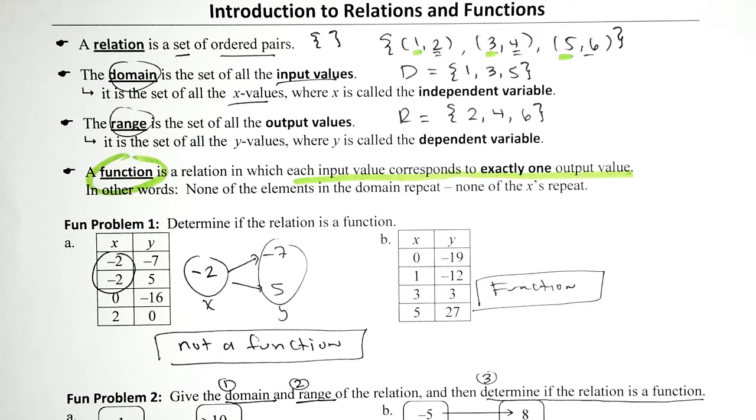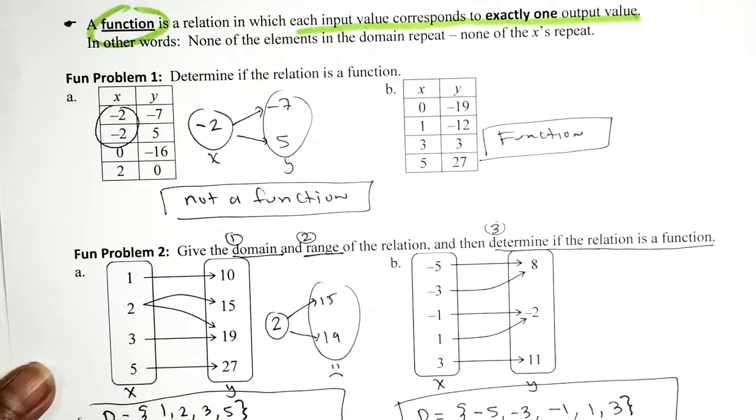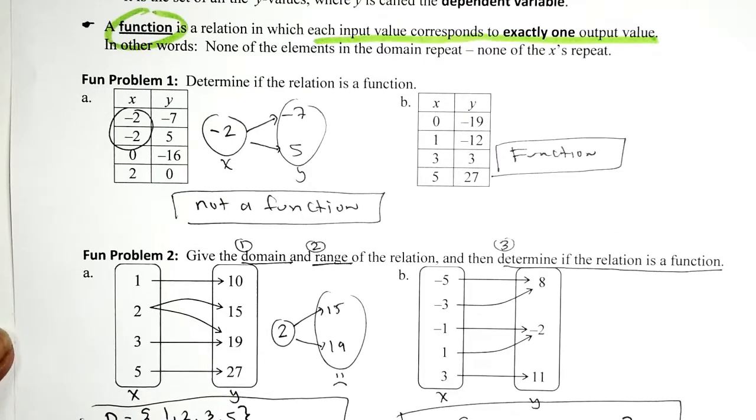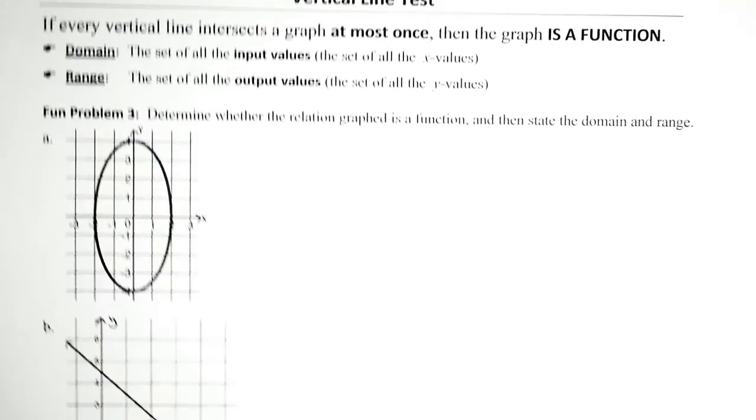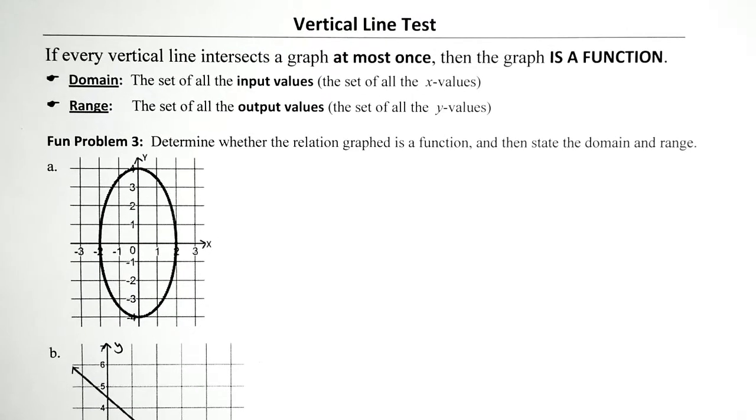Now, if we're not given a graph, then we go by the straight definition of a function. How can I tell if a relation is a function? A relation is a function if for each input value there corresponds exactly one output value. But what if a graph is presented? If a graph is presented, we're not going to list out all those ordered pairs. We're going to use my favorite: the vertical line test.